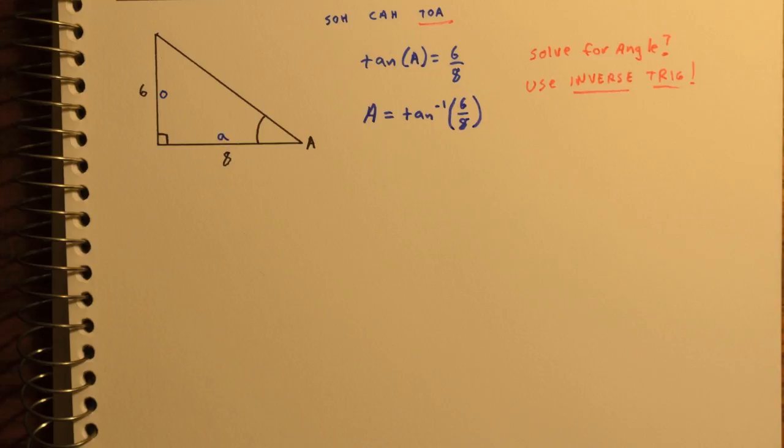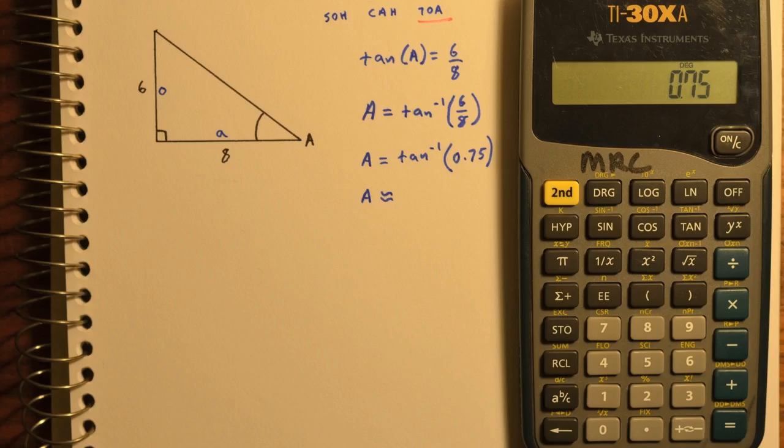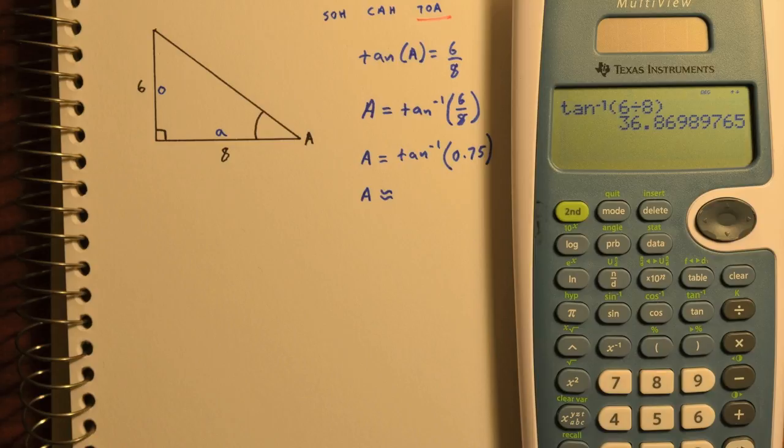Now 6/8, if you chose, you could simplify that to 3/4 or 0.75. Regardless, when using your calculator, inverse tangent of, let's say, 0.75 is 36.87. Likewise, you could just use 6/8, so we get 36.87 degrees.